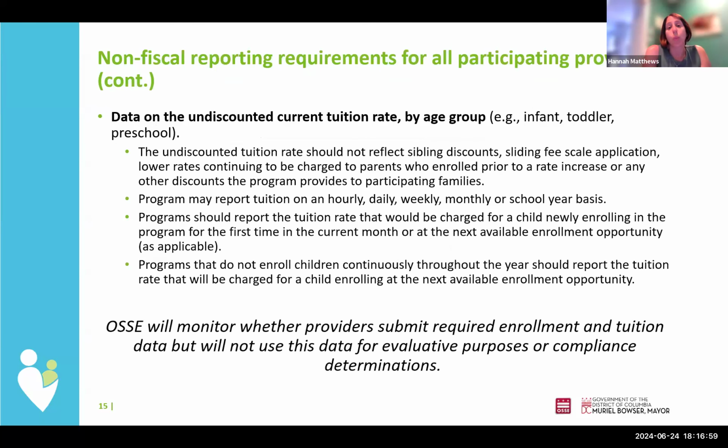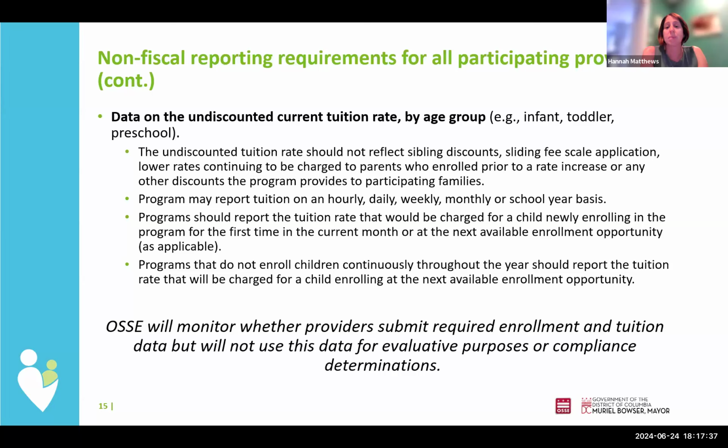Additionally, providers must report tuition data to OSSI. We are asking for the submission of undiscounted current tuition rates by age group. A few things that I'll flag about this requirement. First, the undiscounted tuition rate should not reflect any sibling discounts, any application of a sliding fee scale, or lower rates charged to parents who enrolled prior to a rate increase, or any other discounts the program provides to participating families. So we want the undiscounted rate.